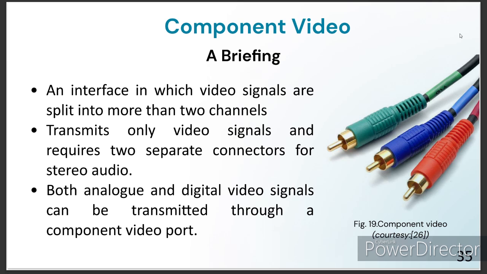Signal brightness information is sent through the green wire, often known as Y. The blue and red portions of the picture's color are sent through the blue and red wires, which are referred to as PB and PR respectively. With the help of these three signals, the green component may be inferred.